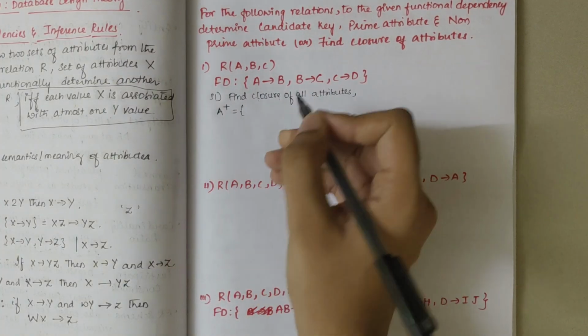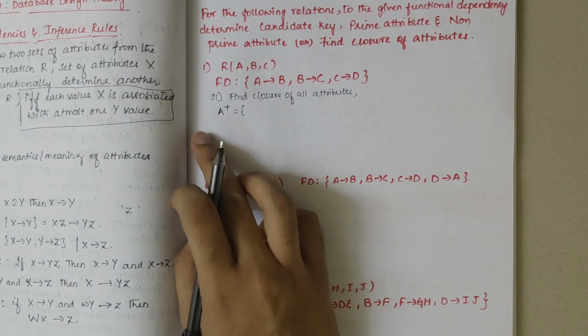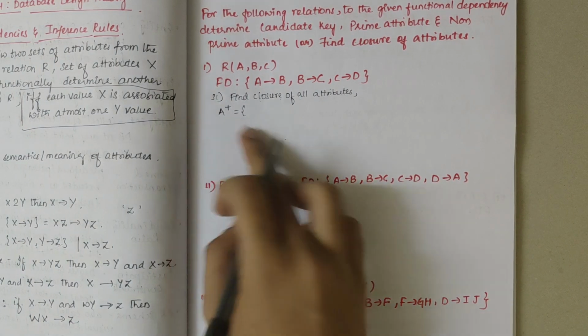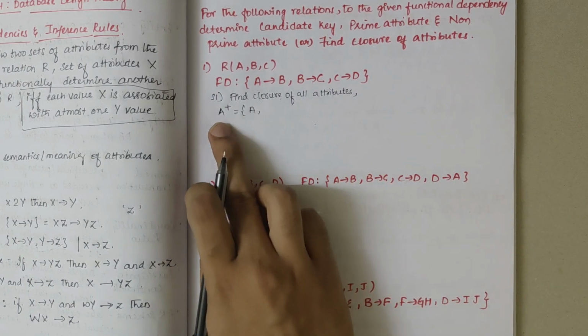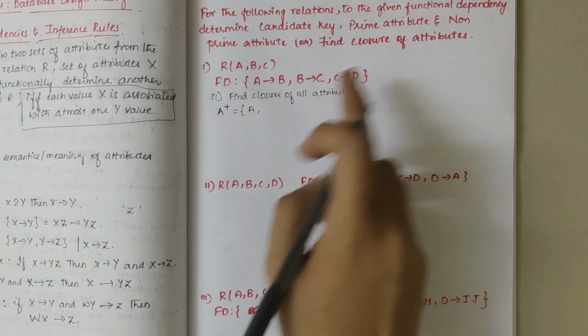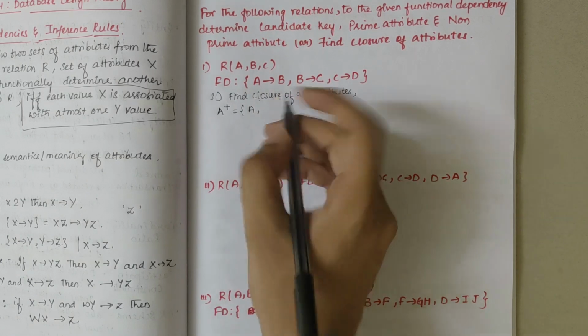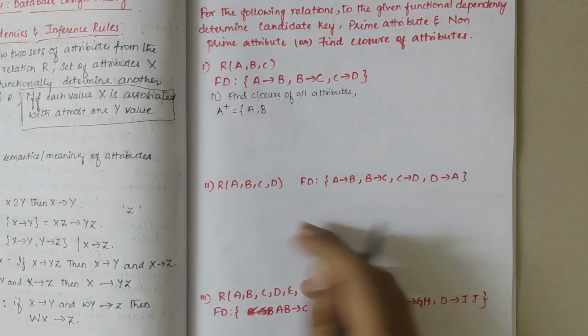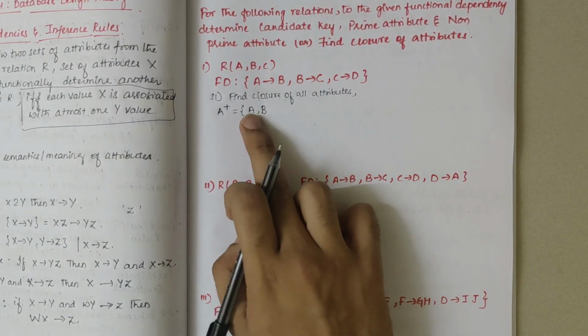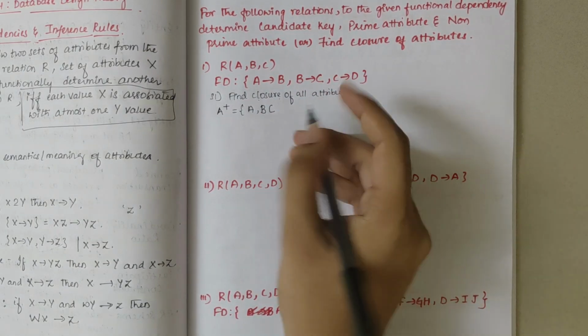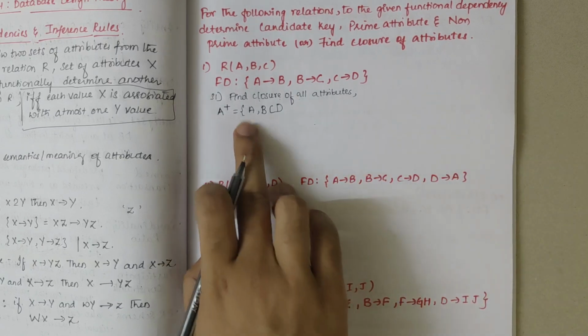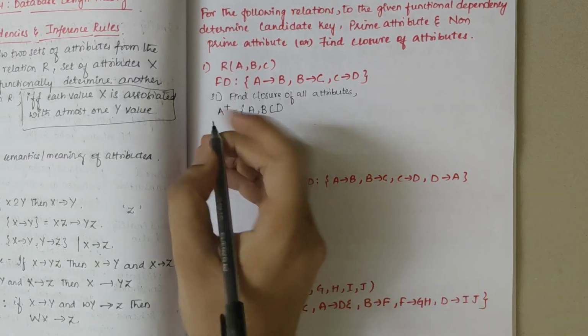Firstly, the closure of any attribute would have itself, it will consider itself first. So we'll write A here. Followed by that, we need to check if A determines any other attribute. Here A determines B, right? So we can include B also. Next, check if B determines any attribute. B determines C. Check if C determines any attribute. C determines D. So A closure is A, B, C, and D.